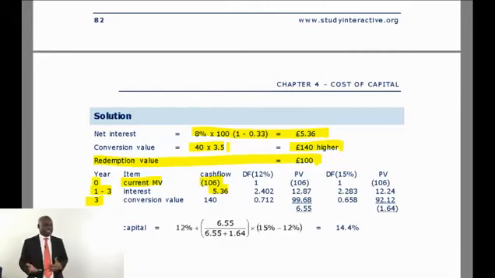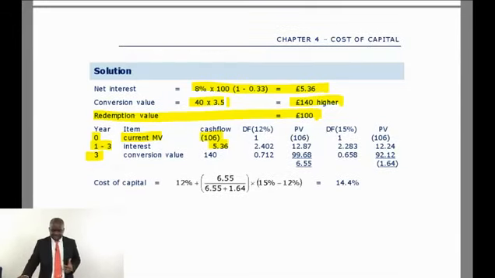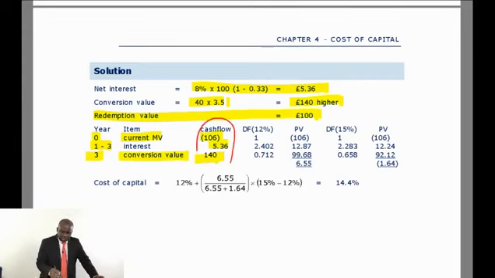And the 140 is higher than 100. So a rational investor will decide to convert. So you have to bring the conversion value. You have to choose your own IRR as long as you've got these cash flows. You would have to choose the IRR.